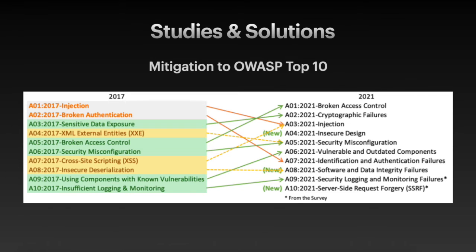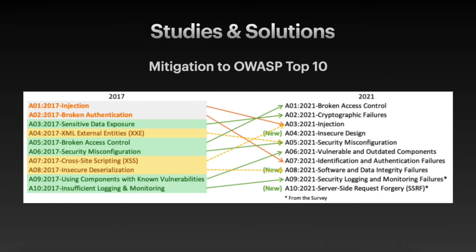For identification and authentication failures, use multi-factor authentication, implement weak password checkers, and limit failed login attempts. It is recommended to use digital signatures to verify software from source and ensure that libraries and dependencies are from trusted repositories for software and data integrity failures. For security logging and monitoring failures, all logins, access to control and server-side input validation failures should be logged with sufficient user context to identify suspicious activity or accounts, and these logs should be easy to comprehend.